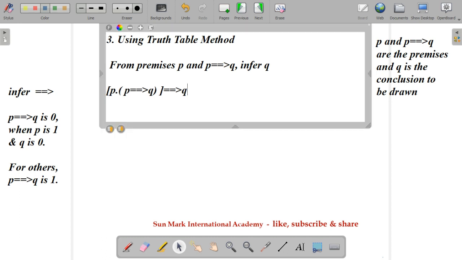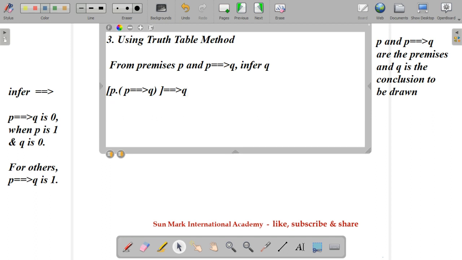This is the statement. For this statement, we are doing the truth table. How many variables? 2 variables, P and Q. We will get 4 rows. So P, Q. The next, P implies Q. Then P dot, P implies Q.